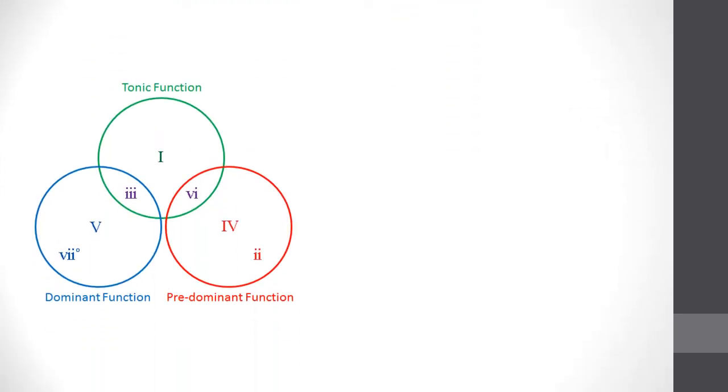Let's try coming up with a different chord progression. Once again, we begin with the formula tonic, predominant, dominant, tonic. From the tonic function circle, let's choose 1 as our starting point. From the predominant function circle, let's choose the standard 4. From the dominant function circle, let's choose the dominant substitute 3.